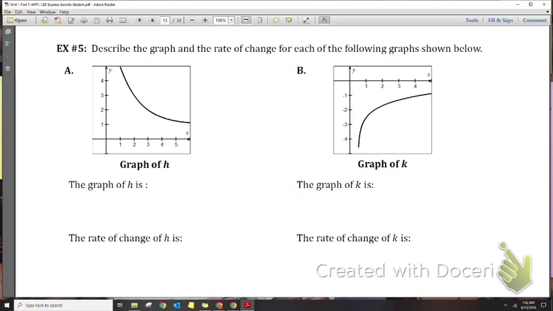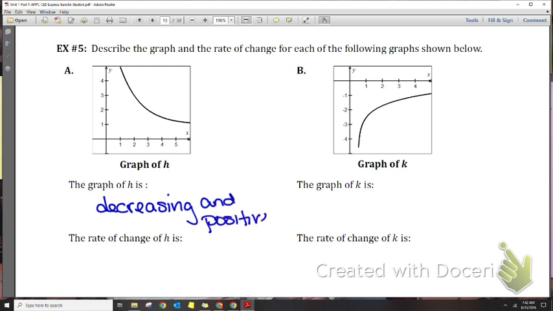All right, example 5 says describe the graph and the rate of change for each of the following graphs shown below. All right, so look at A, the graph of H. It says the graph of H is, all right, so we can see that it's going down, so we know it is decreasing. Also notice where it's at. It's above the x-axis, which means all of the y values are positive. So the graph of H is decreasing and positive.